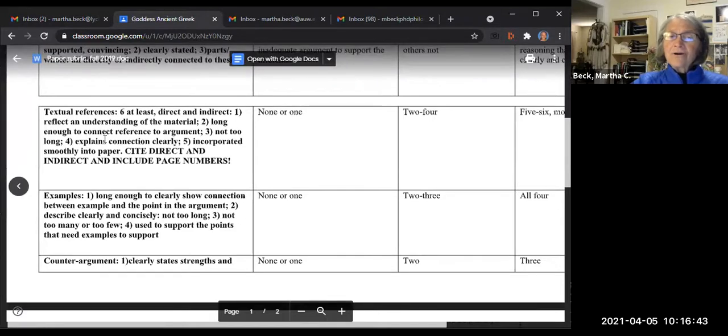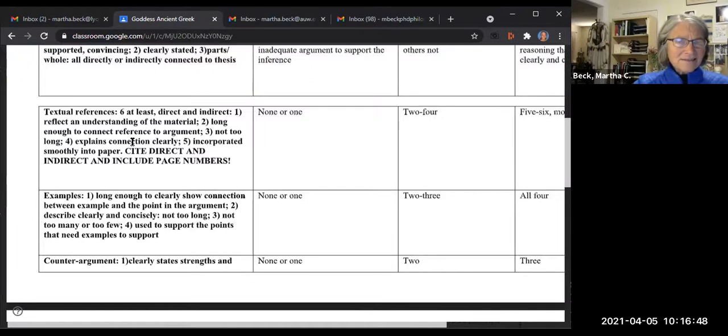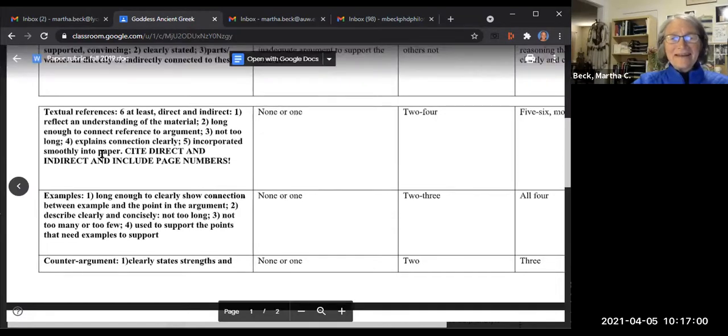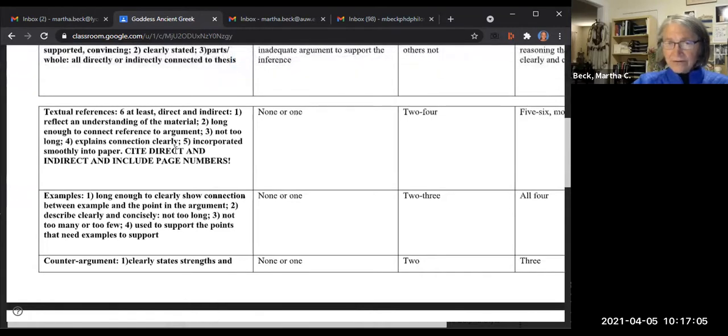The references are long enough so that the reader knows how that connects to the point you're making, but they're not too long. Sometimes students start quoting too much and you lose the train of the argument. Like, what are you trying to say? And then you explain the connection between the point you make and the quote, and you incorporate it. So I'll hopefully give you some examples while we're going through the papers.